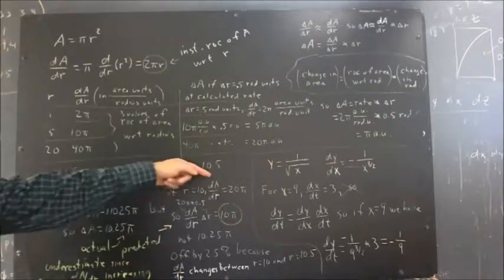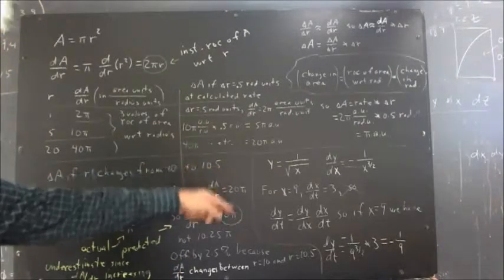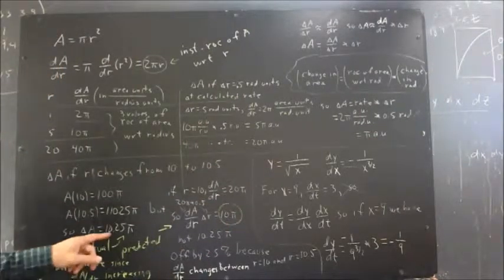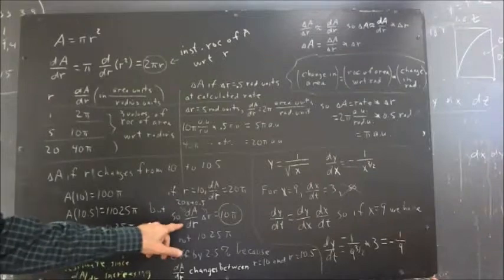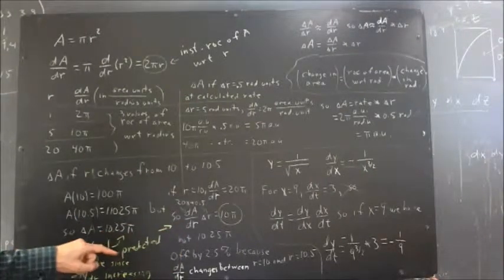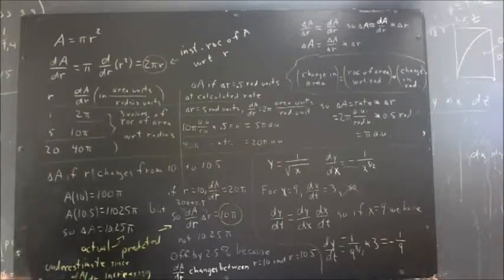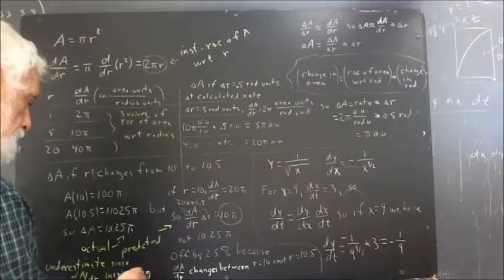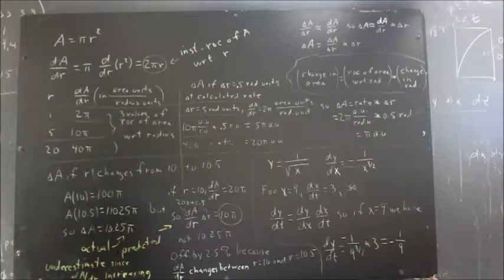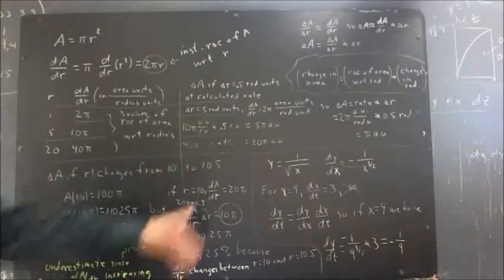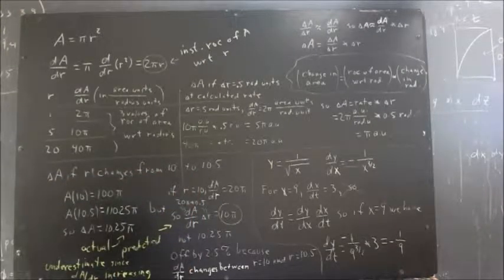we used a static value of dA/dr. We got a good approximation, but not an exact one. And the actual is this, the predicted change is this, and the predicted change is an underestimate, since the actual value of dA/dr is increasing. So the increasing dA/dr would give you a greater change if you worked it out that way.